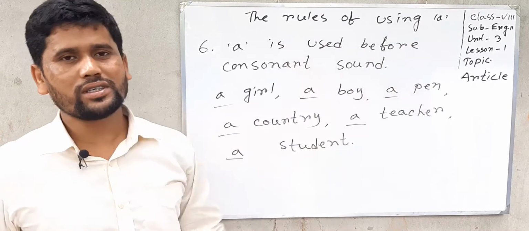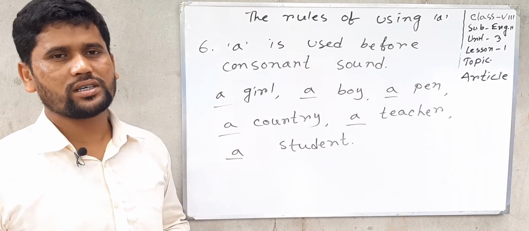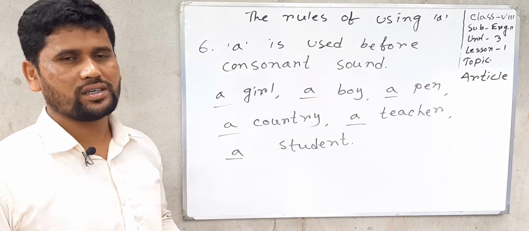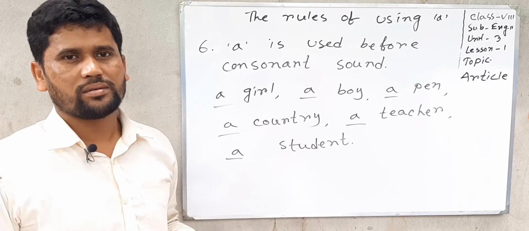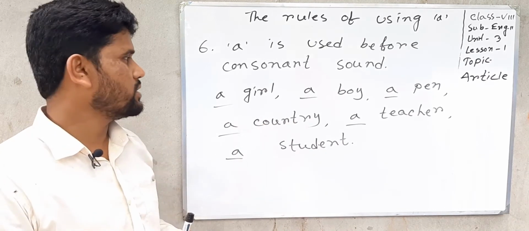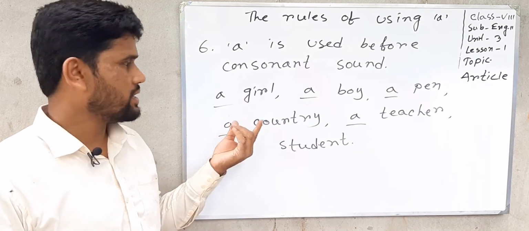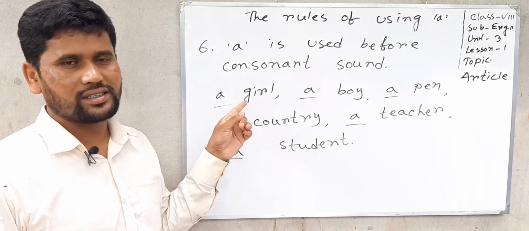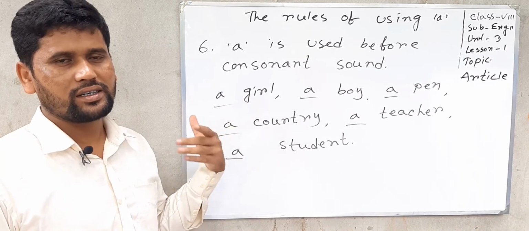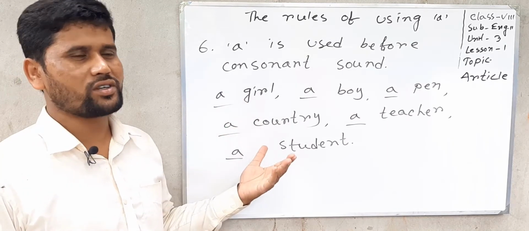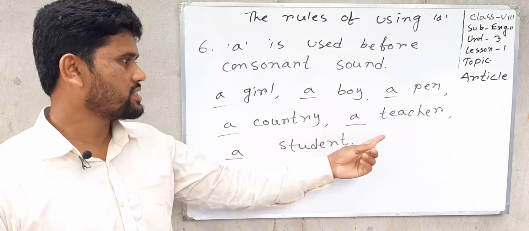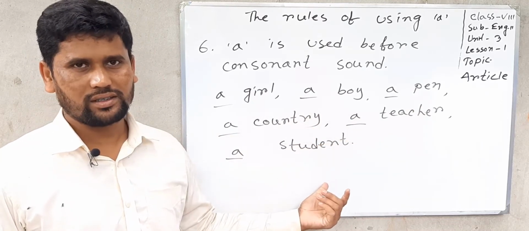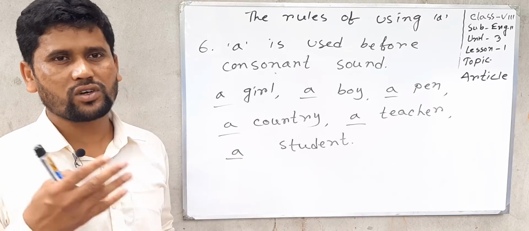Now I am going to start where we can use only a. The rules of using a. A is used before a consonant sound. If the word starts with a consonant and the sound is a consonant sound, then we can use a. Such as a girl, here G is a consonant and it is pronounced as a consonant. A boy, a pen, a country, a teacher, a student. So we use a before a consonant sound.